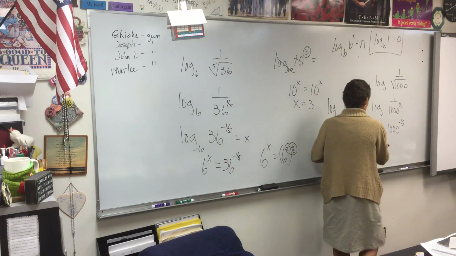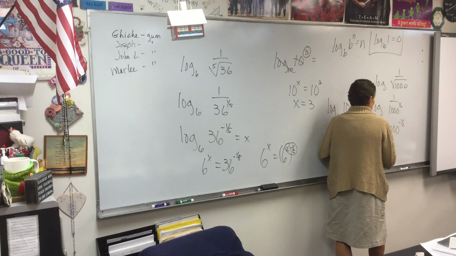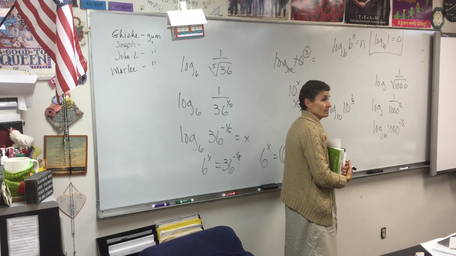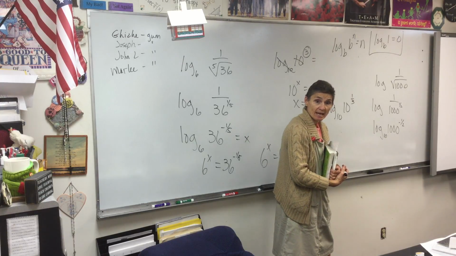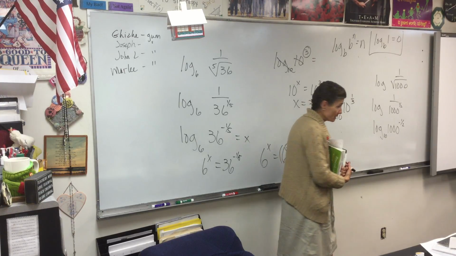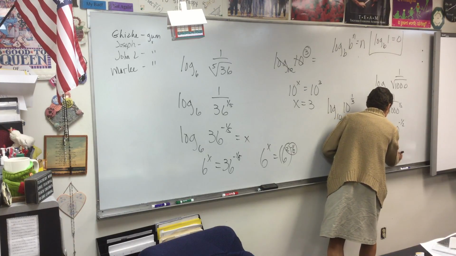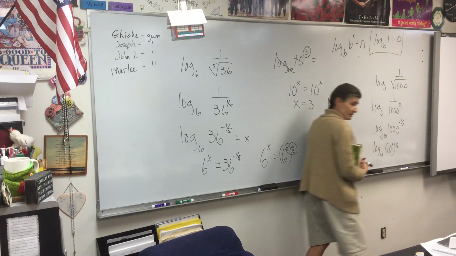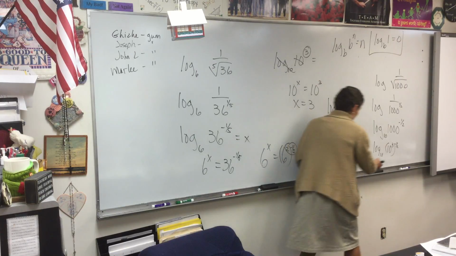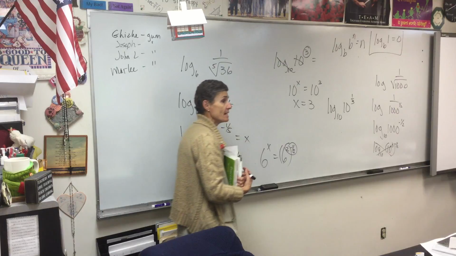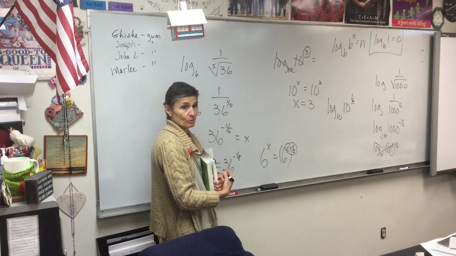Now, the base here is 10. Can 1,000 be written as a 10? 1,000 is 10 cubed. So you have the log base 10 of 10 cubed to the negative 1/2. This part cancels, and what do we have left? Negative 3/2.